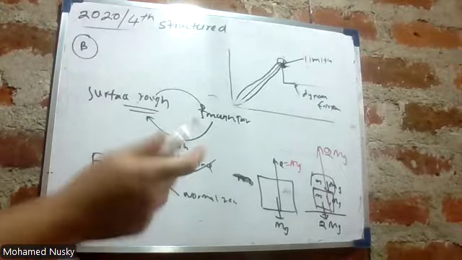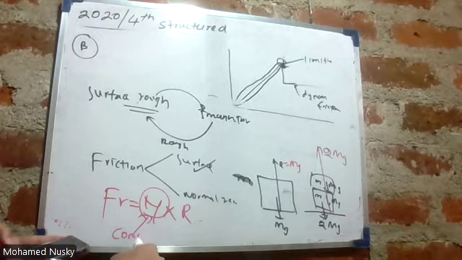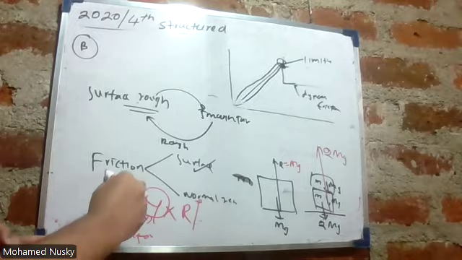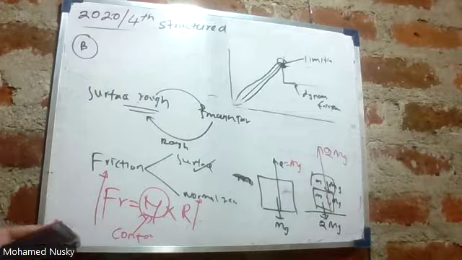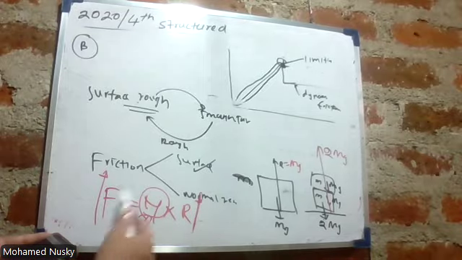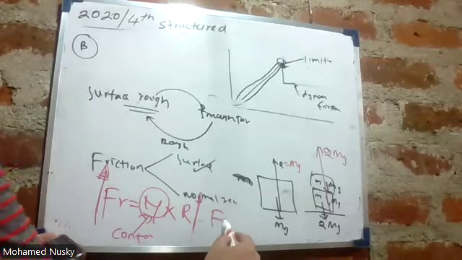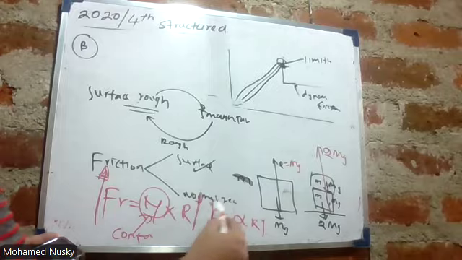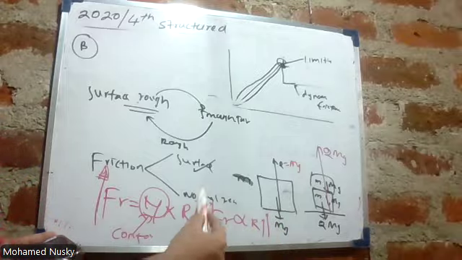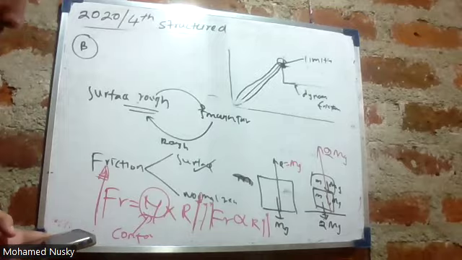If normal reaction changes, you know the equation, friction is equal to mu into R. This is a constant, no? If R increases, then the friction will increase. Therefore, Fr, that is friction, is directly proportional to R. If I increase this by 2 times, friction increases by 2 times. If I increase this by 3 times, it increases by 3 times. Okay, therefore, that is it.